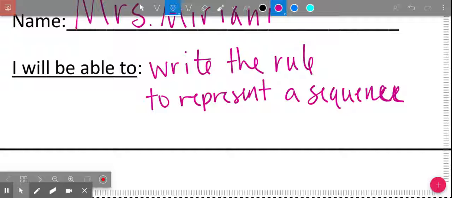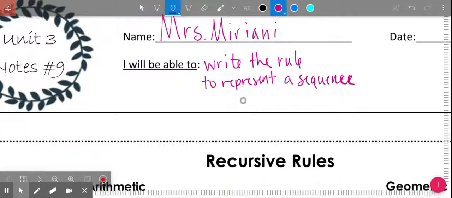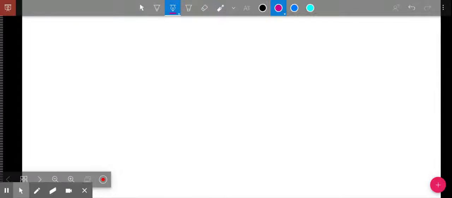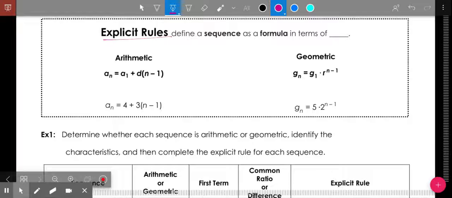Now remember, we have sequences that are arithmetic and geometric, but then we can have rules that are recursive and explicit. So we're going to be doing our recursive rules first, and then you'll see on the next page, we're going to be worrying about our explicit rules.